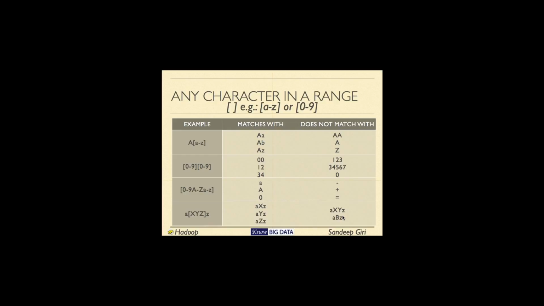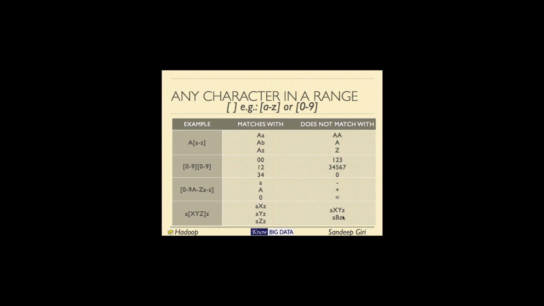Great. Now, any character in a range is represented by a square bracket. When we say I only accept A to E or something like that. We want to find all the words that start with a vowel. So we can say AEIOU in square brackets, and that will match with A, E, I, O or U. Similarly, inside that square bracket we can write things like A, capital X, capital Y, or Z. So this square bracket will match either X or Y or Z.